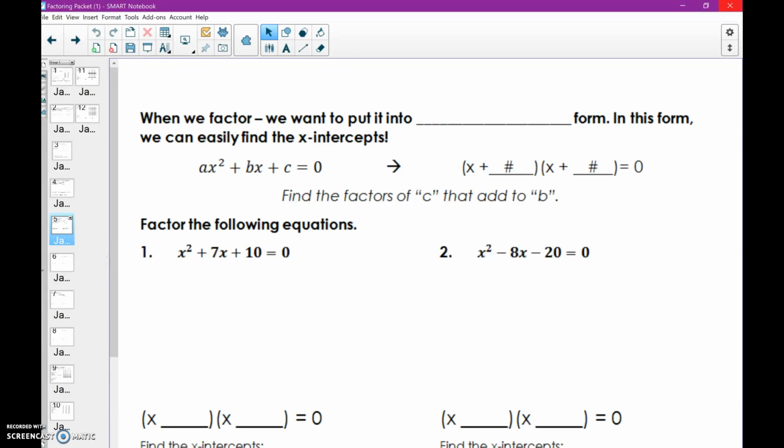Alright everyone, so this is part 2 of the factoring packet, and this is where the new content is coming into play. Now, before we talked about finding factors, x-intercepts, just kind of reviewing all of that stuff, now we're actually going to be learning how to get from standard form to intercept form.